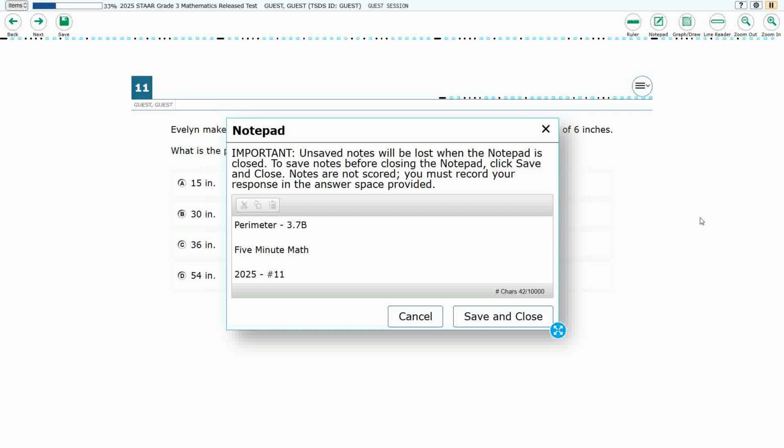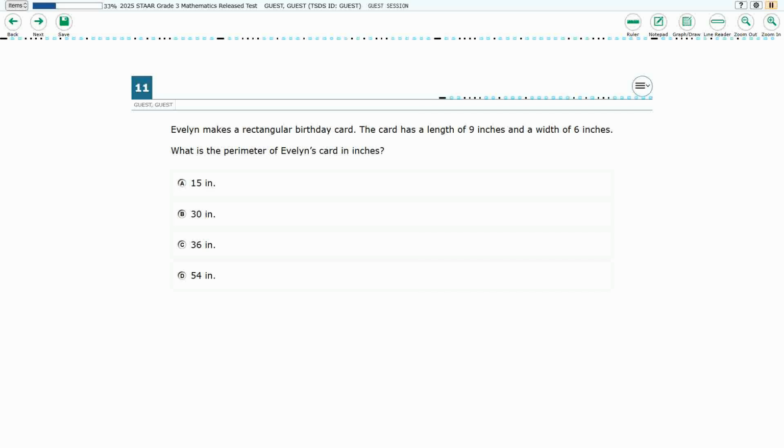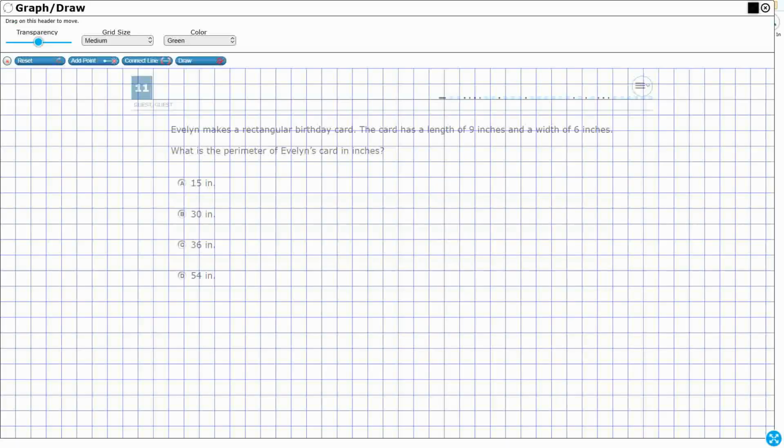Today we are looking at the third grade concept of perimeter. This is standard 3.7b in the great state of Texas, and we are using item number 11 of the 2025 released STAAR test. If you haven't done so already, please go ahead and take a moment to pause the video, work this problem out on your own, unpause it, and we will look at our answers together.